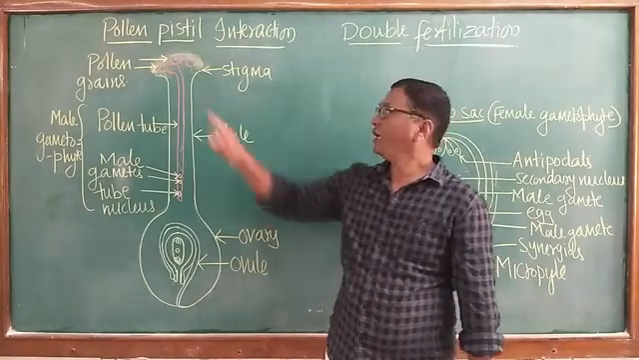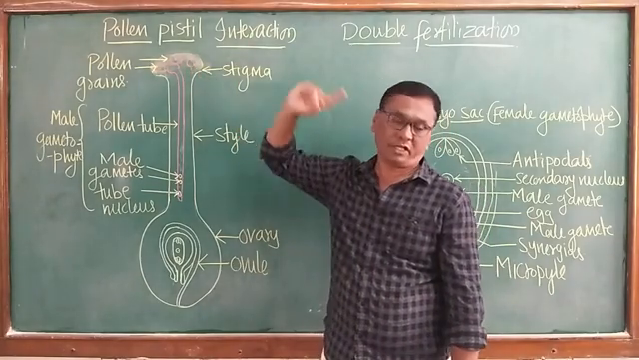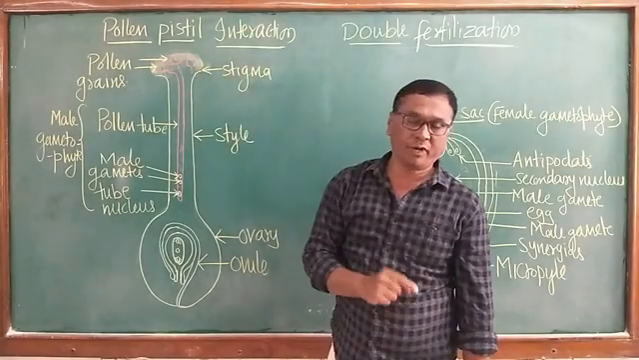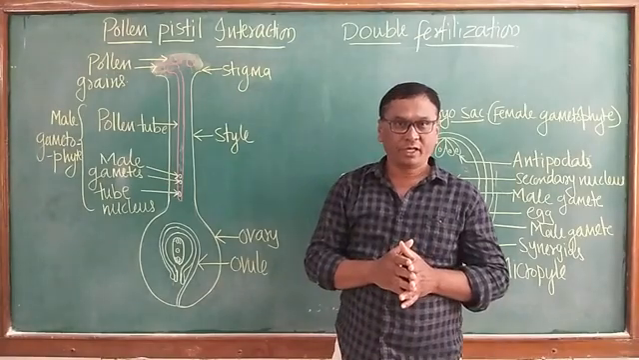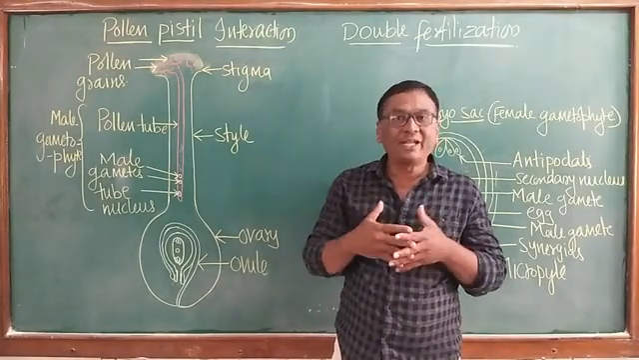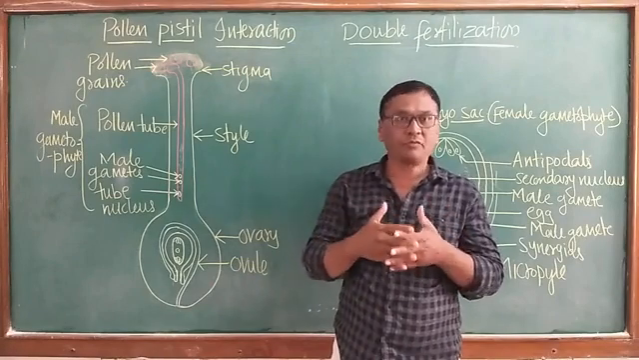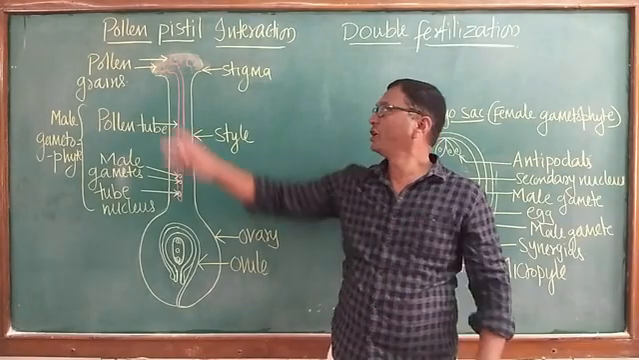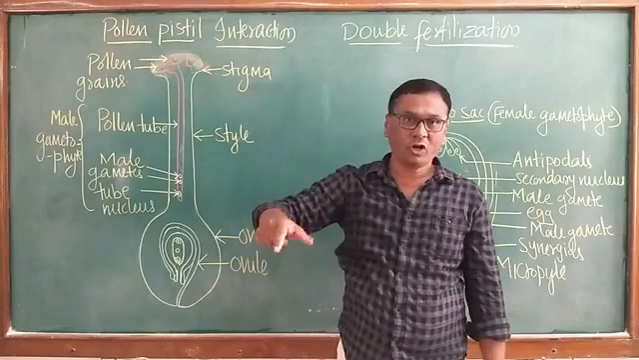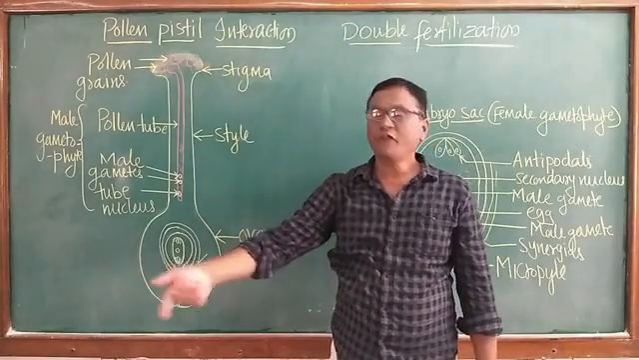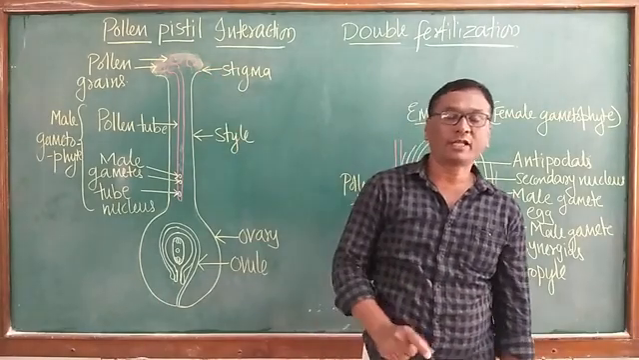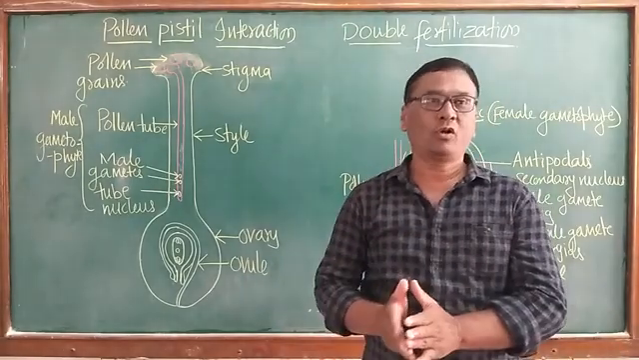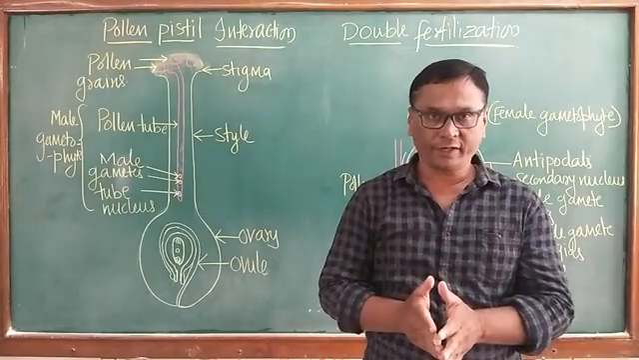But the interaction between the stigmatic chemical substances and the pollen grain deposited on the stigma takes place only between the intraspecific pollen grains. The pollen grain here may be of the same species or another species. If the pollen grains deposited on the stigma are of the same species, then we call it a right type of pollen grain or a compatible pollen grain.